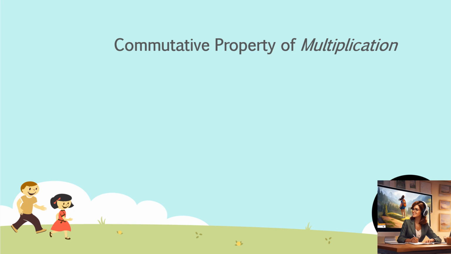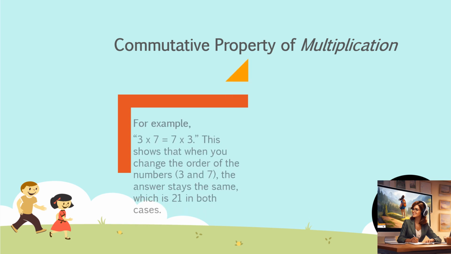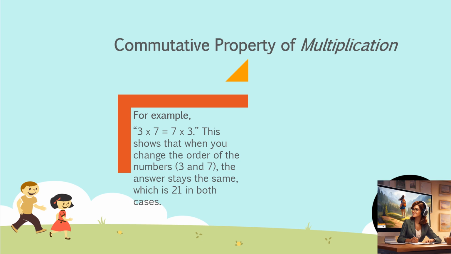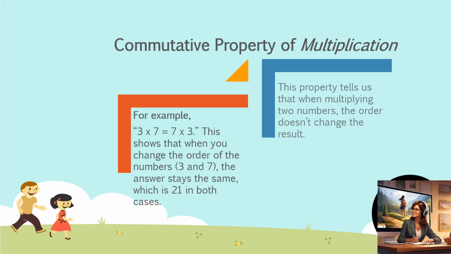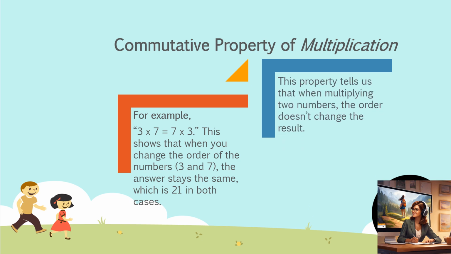In this next slide, we'll be learning about the commutative property of multiplication. This property tells us that when we multiply two numbers, the order doesn't change the product. For example, 3 times 7 equals 7 times 3. This shows that when you change the order of the numbers 3 and 7, the answer stays the same, which is 21 in both cases. This property tells us that when multiplying two numbers, the order doesn't change the result.